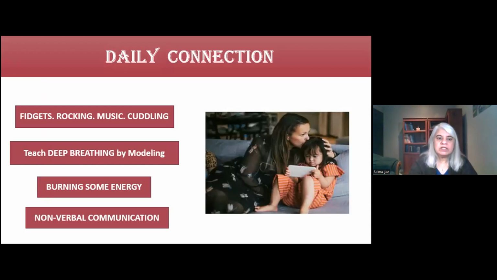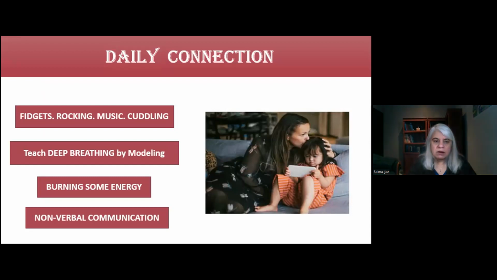Secure attachment, which is seen in less than half of autistic children, is associated with improved connection, reduced behavior problems, and better learning. Both parental sensitivity and insight into their child's needs promote secure attachment. There are simple steps that can make a considerable difference. Set a routine with the child based on his sensory preferences, like use of sensory fidgets that he likes, rocking, music, cuddling for 15 to 20 minutes once or twice a day.